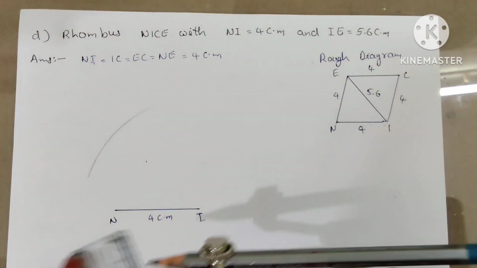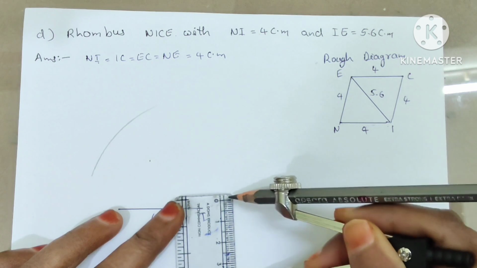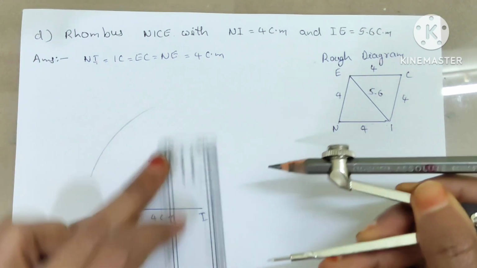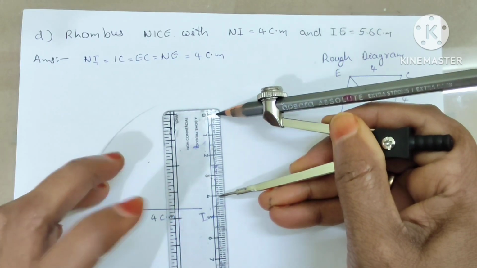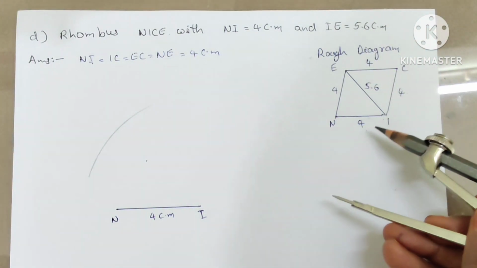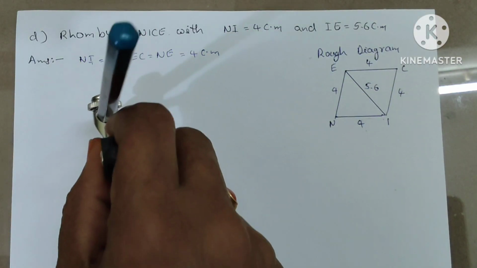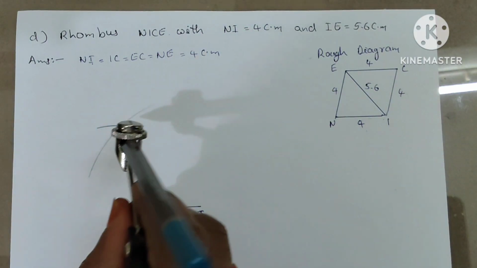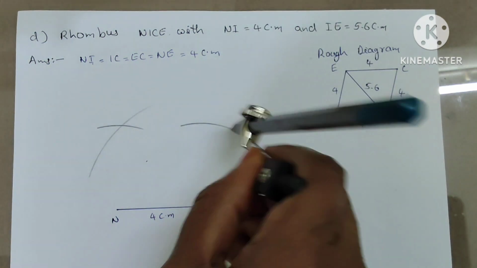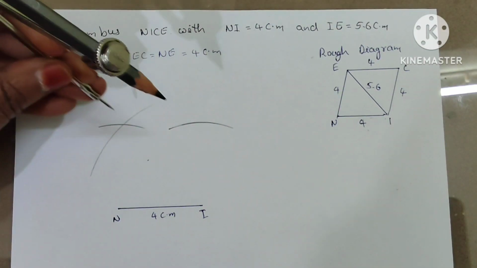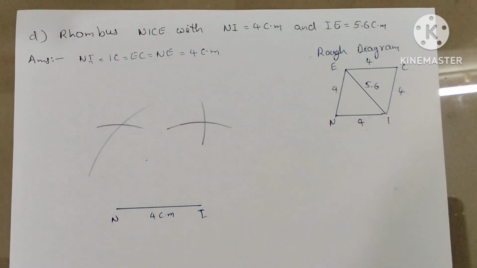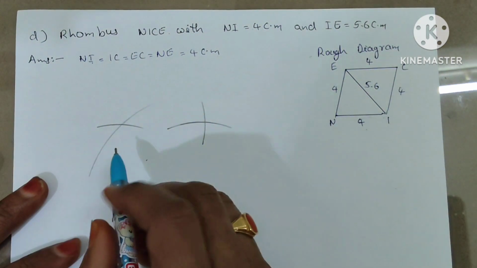Next, on the rounder we take 4 centimeters. Here exact 4 centimeters. Now the same distance, since the 4 sides are equal distance. That's why we use the same distance. First touch the previous arc. Next again, based on N, draw another arc. Now here 2 points are there.